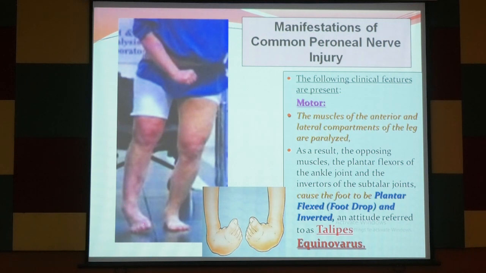So, the muscles related to the foot are paralyzed. As a result, the opposing muscles, the plantar flexors of the ankle joint and the inverters of the subtalar joint, cause the foot to be plantar flexed, foot drop. This is the foot drop. And inverted, an attitude referred to as talipes equinovarus. This is talipes equinovarus. This type of presentation you can see with common peroneal nerve injury.